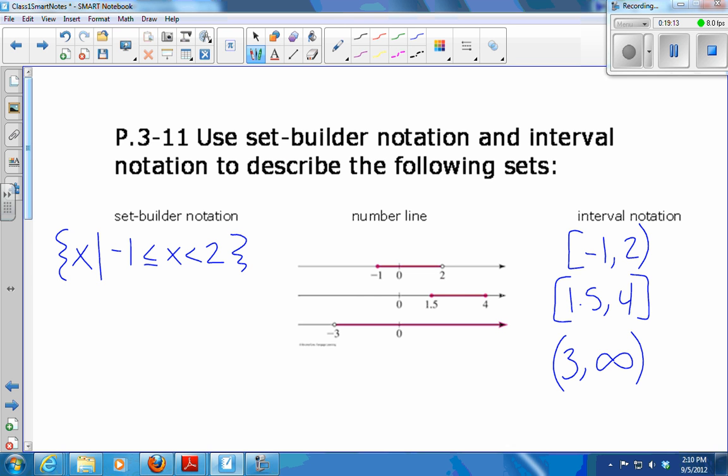Now this one, I'm sandwiching the x's between 1.5 and 4. So I have the set of all x such that, and then I'm going to sandwich my x between 1.5 and 4. And then I decide whether or not I need or equal to's. And in this case, I need them on both because I have closed dots on both numbers in my number line. So I put or equal to.